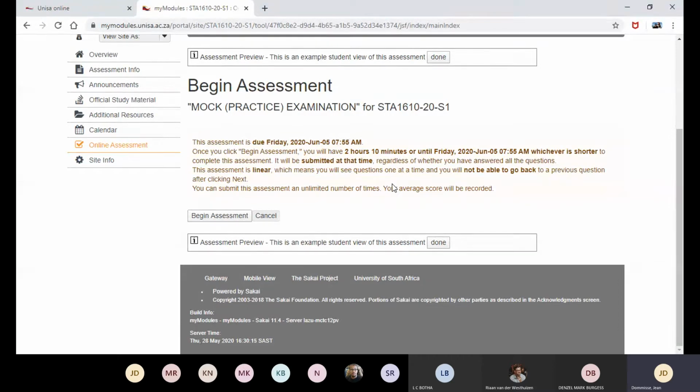The assignment is linear. What does that mean? Which means you will see questions one at a time, and you will not be able to go back to the previous question after clicking next. Okay, so that tells us that in your exam you will also not be able to go back. Okay, I don't like that, but that is how it is. You can submit this assessment an unlimited number of times. Your average score will be recorded.